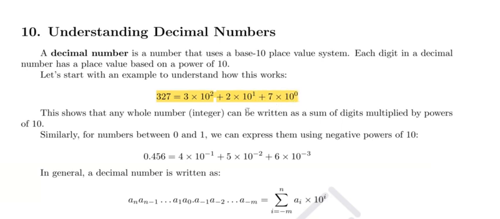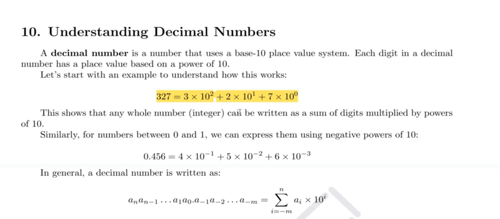We can break it apart like this. 3 times 10 squared, plus 2 times 10 to the first power, plus 7 times 10 to the 0 power. Now let us compute. 10 squared is 100, and 3 times 100 is 300. 10 to the first power is 10, and 2 times 10 is 20. 10 to the 0 power is 1, and 7 times 1 is 7. 300 plus 20 plus 7 is exactly 327.